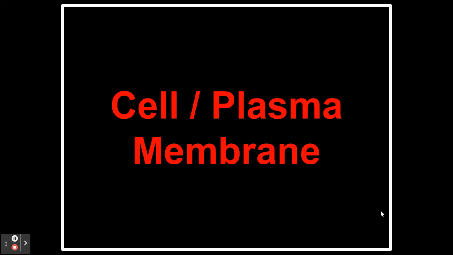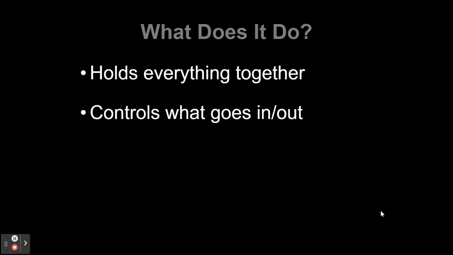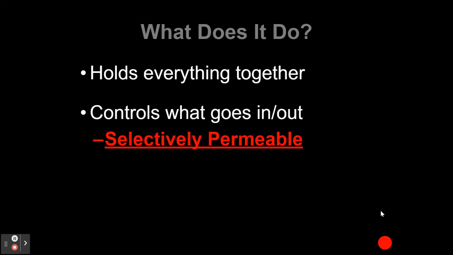So first, let's look at the cell membrane. The cell membrane is really important. One of the big jobs that it has is really to just hold everything together. It goes around the outside of the cell and keeps things from just floating away. Number two, it controls what goes in and out because the cell wants to keep certain things in and keep certain things out. And we call this being selectively permeable. That means that certain things can go in and out and certain things can't.